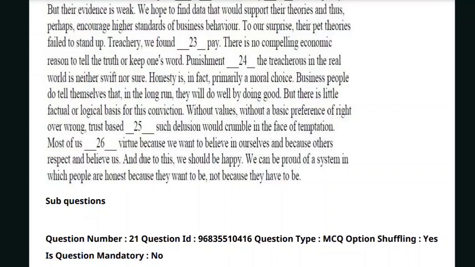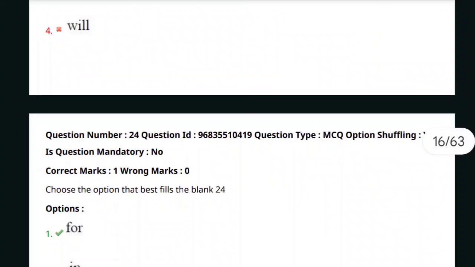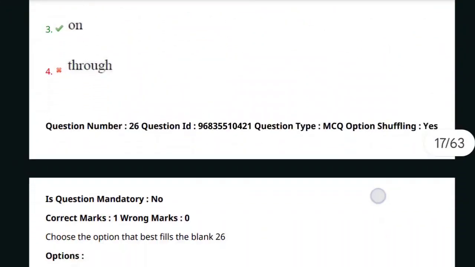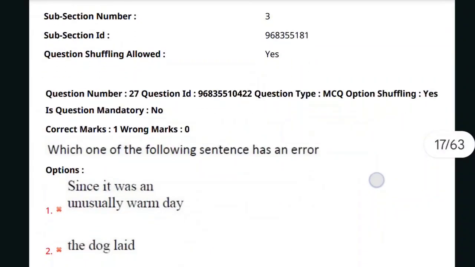So the correct answer here is most of us choose virtue. And this is all about the paragraph. Here they asked 6 questions basing on this paragraph. Let's jump towards another question.